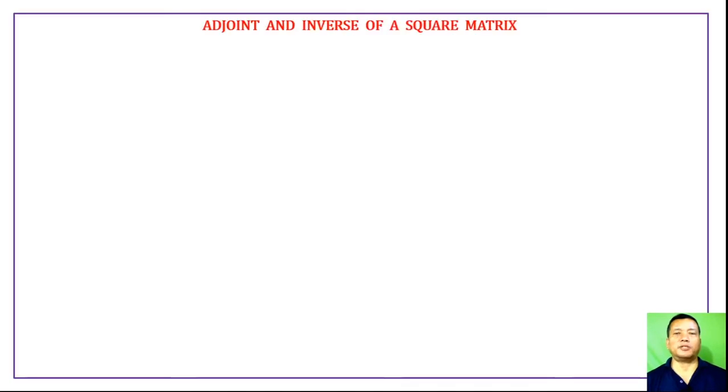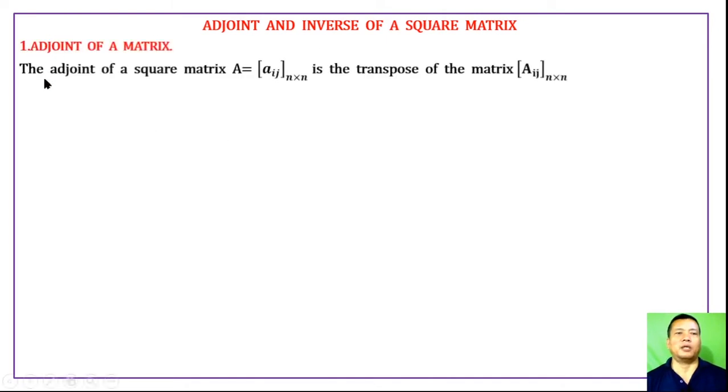Adjoint and inverse of a square matrix. Let us define adjoint of a matrix. The adjoint of a square matrix A of order n is the transpose of the matrix A_ij of order n by n, where capital A_ij is the cofactor of a_ij, and it is denoted by adjoint A.